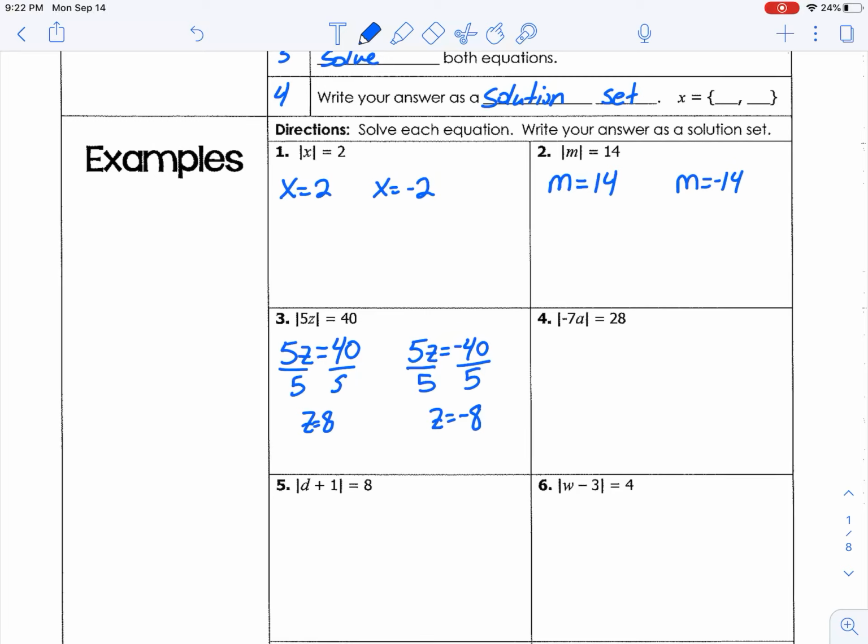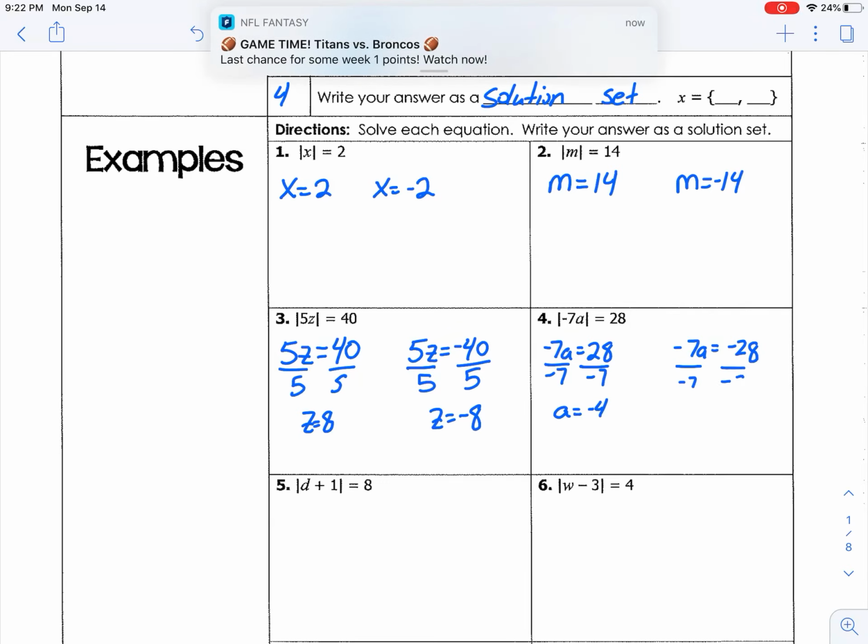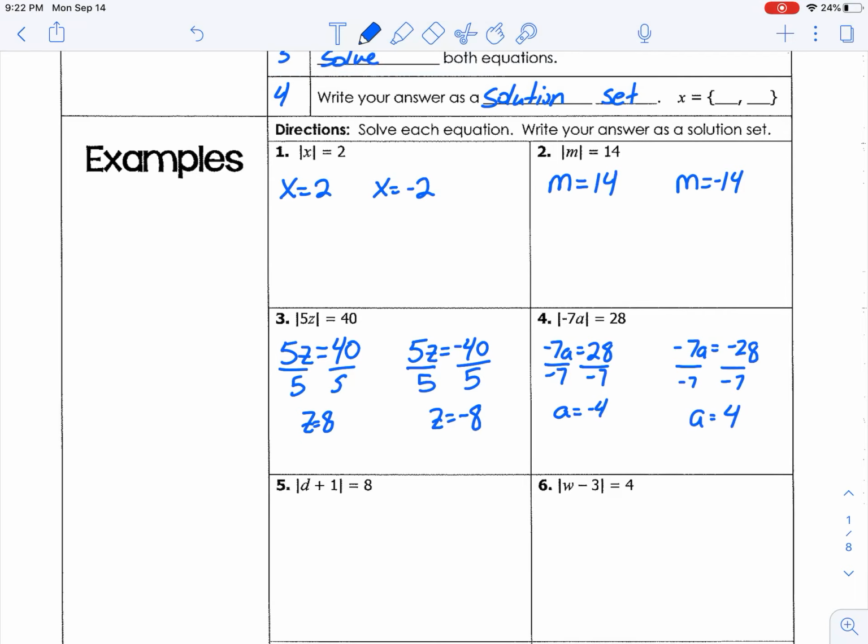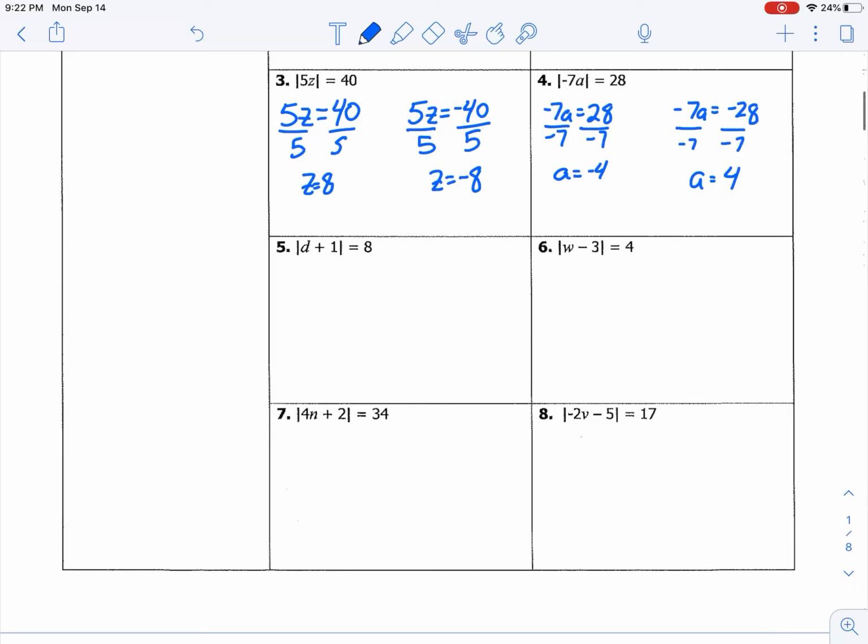Okay. And then this process continues. -7a is going to equal 28. -7a could also be -28, because it's going to go 28 units left of 0. So we divide out this -7, and that gives me -4. We divide out the -7, and a is going to equal +4. And we have those solved. Again, these are fairly simple ones. All we have to remember is the number and its opposite.